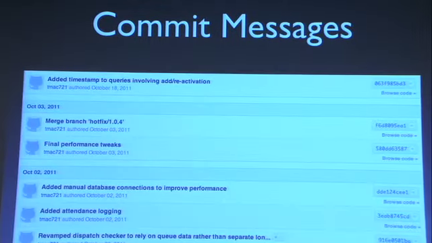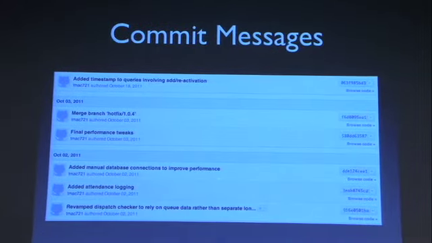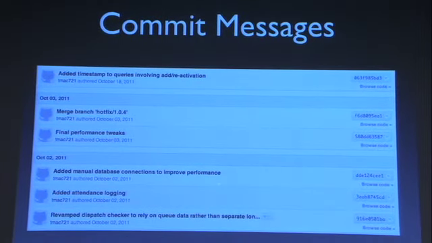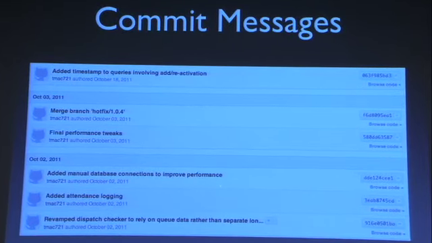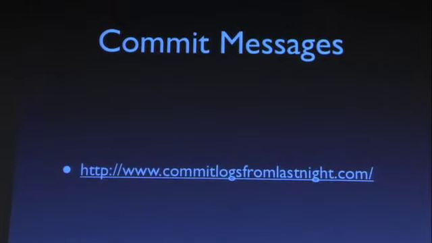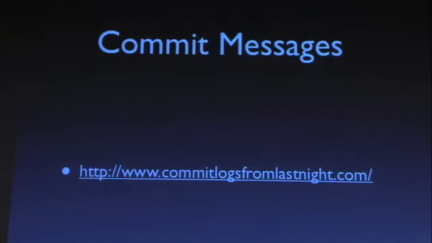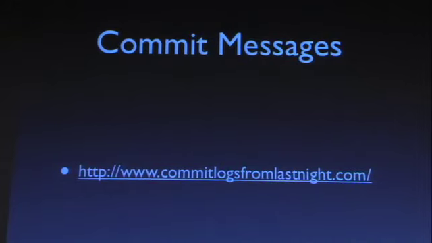So some example commit messages. This is from the CS50 Q, which we're using Git to track. So something like, I've made the performance a little better. So just tweak that. That's a good commit message. Or added a new feature like attendance logging, because we keep track of what staff show up on what day. So that's just a small little commit message. If you're bored or would like to procrastinate, I would highly recommend commit logs from last night, which is a good place for 3 a.m. commit messages, which tend to be a little less descriptive than normal.